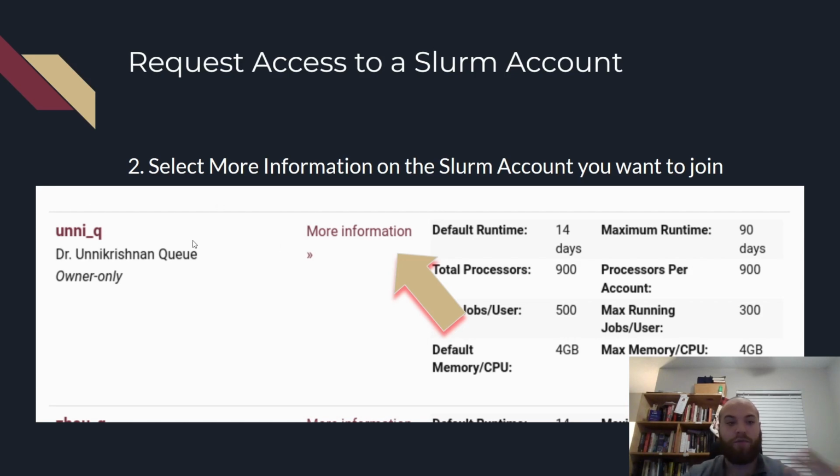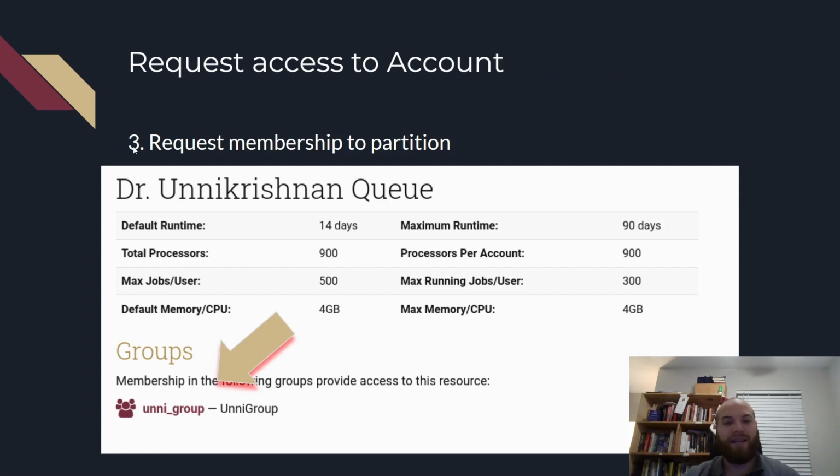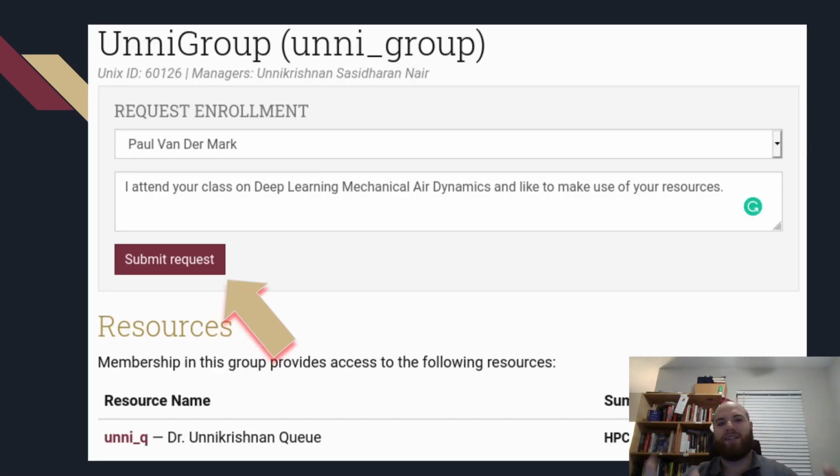Let's say I want to become part of the queue for this professor. So I keep on going, and now I get to the queue, and this says all the information about it, how many processors are allowed for that particular queue, how many jobs I can put in, how much time they can run. And then to join the group, I click on the group name. In this case, uni_group. I click on that, and it will take me to this.